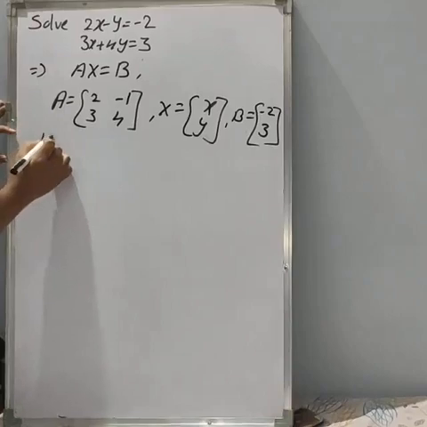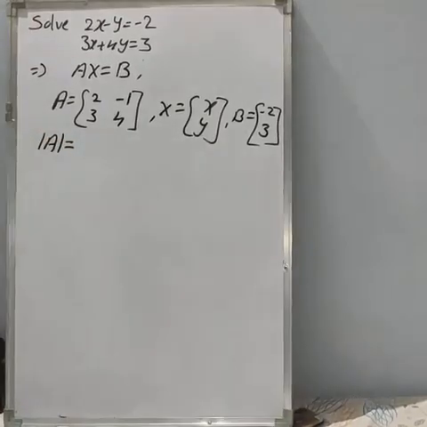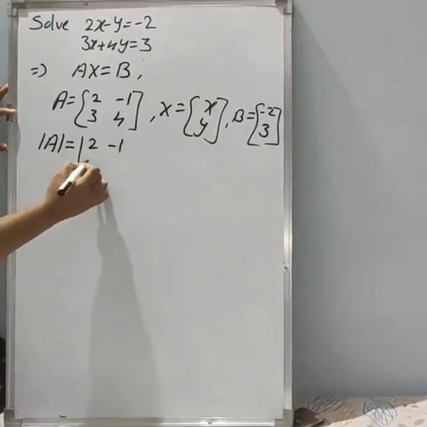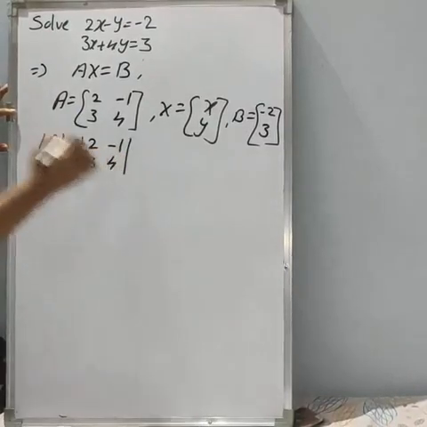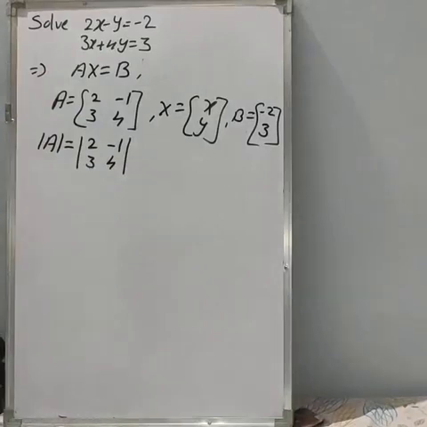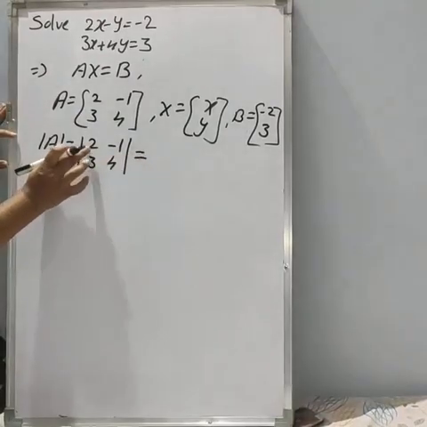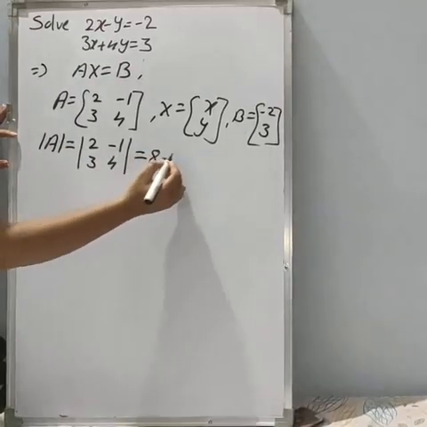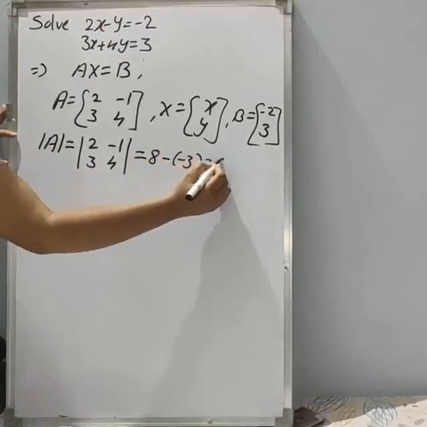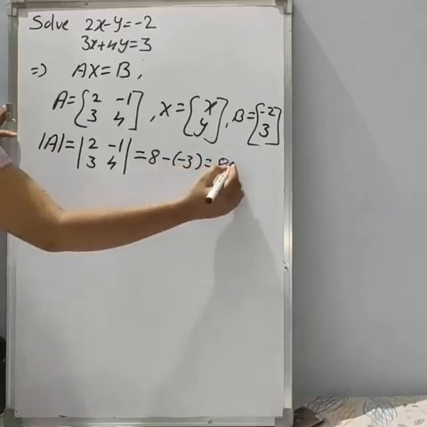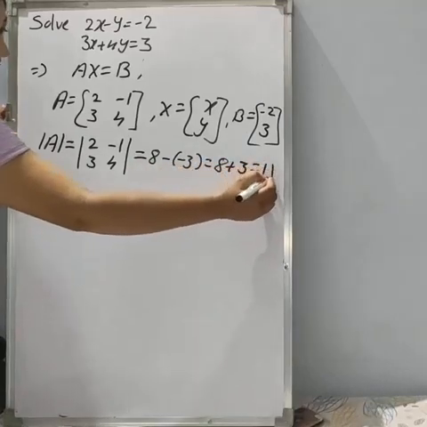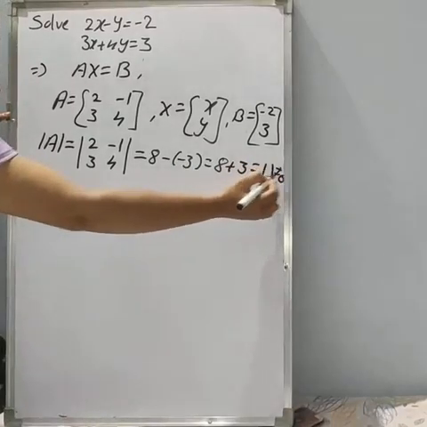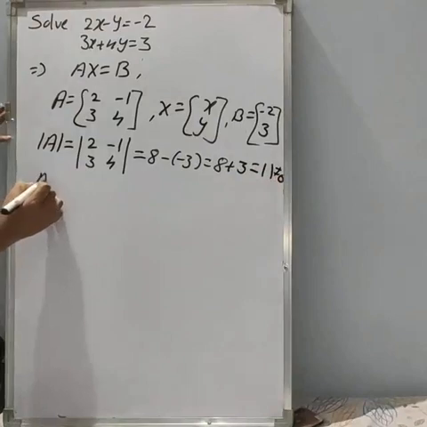Find the determinant of this matrix. So consider this matrix in the form of a determinant: 2, minus 1, 3, 4. So how will we find the value? 2 into 4, that is 8, minus 3 into minus 1, that is minus 3. So 8, minus into minus, it is plus 3. So 8 plus 3, that is 11. And 11 is not equal to 0. So we can find A inverse.